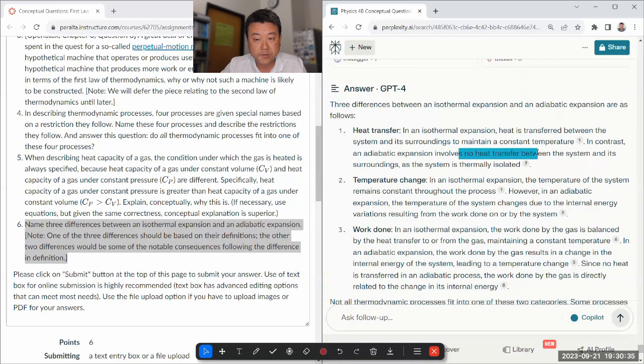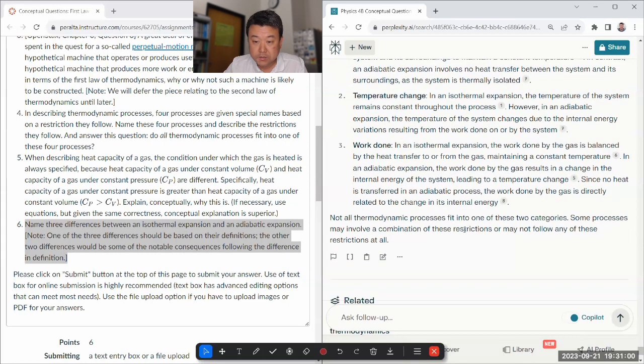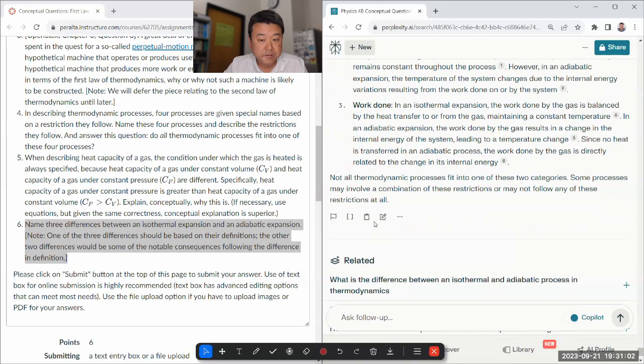Adiabatic is one that involves no heat transfer, either by thermal isolation or because the process occurs relatively quickly. Temperature change: in isothermal, temperature remains constant. In an adiabatic expansion, temperature changes because of the work done, and there's no heat transfer to balance that. Work done is balanced by adiabatic expansion, work done results in change of, that looks good. That's a good answer.